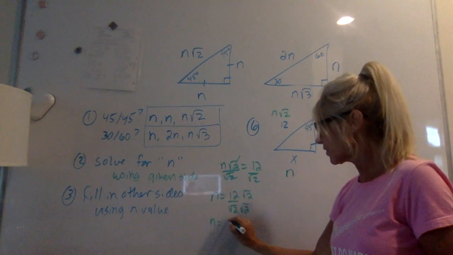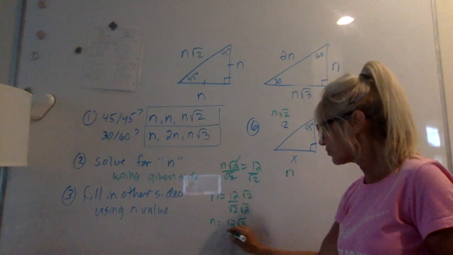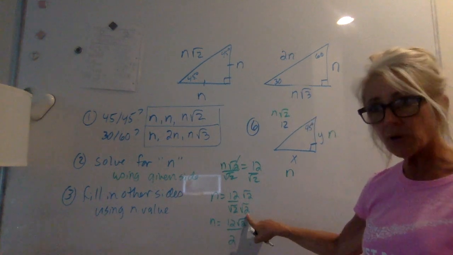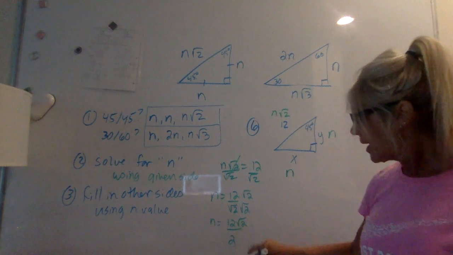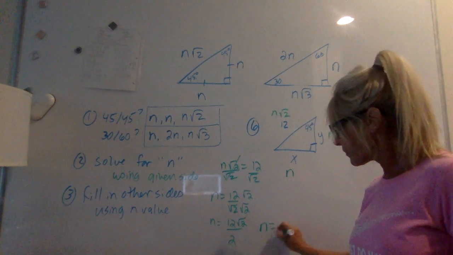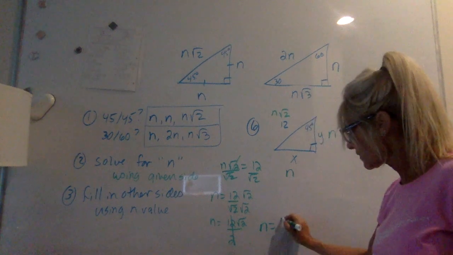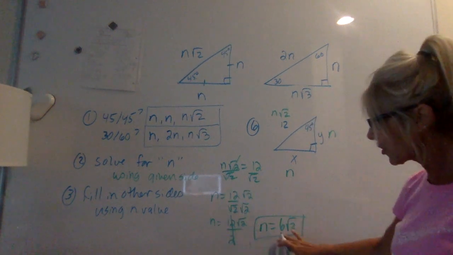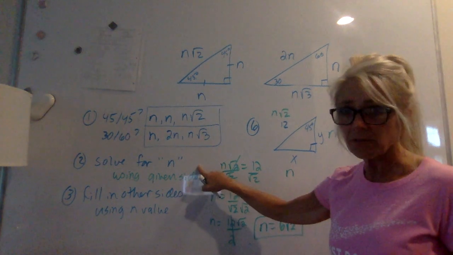So now n equals 12 root 2 over regular 2, because these turn into the square root of 4, which is just a regular 2. But one more step, these can reduce to 6 root 2. So I have to do all of this work to do step 2 and solve for my n.